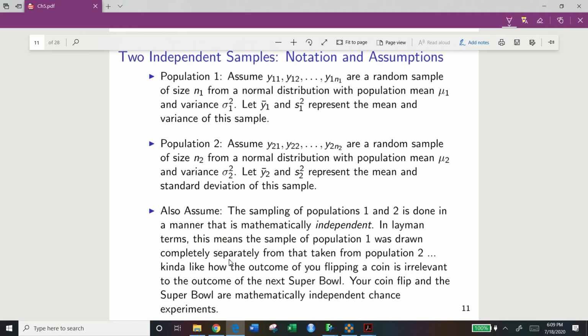So for population 1, we assume that y1,1, y1,2, all the way to y1,n1 are a random sample of size n1 from a normal distribution with population mean mu1 and variance sigma squared 1. We let y1 bar and s1 squared represent the mean and variance of this sample.